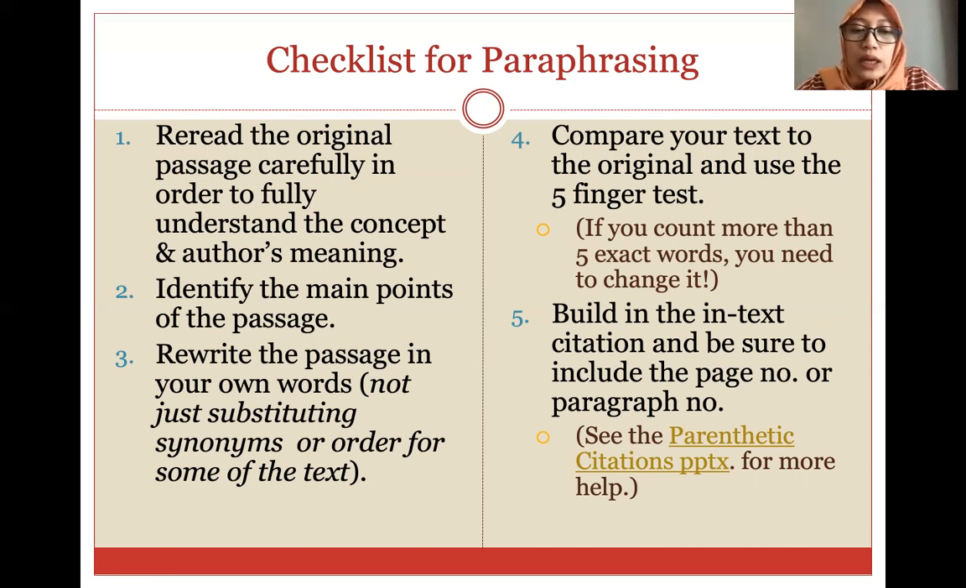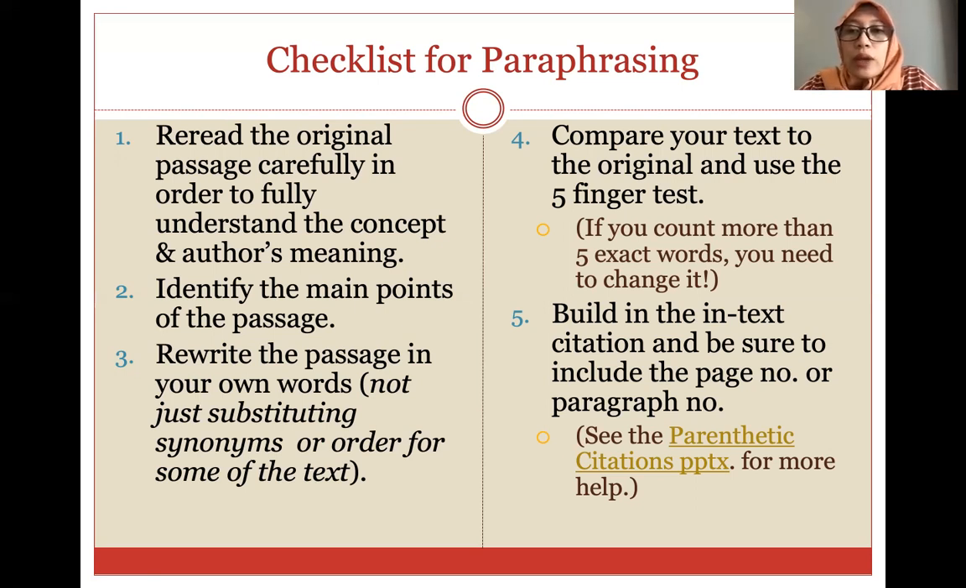And take a look at this one. So, not just substituting synonyms or order for some of the text. Nah, seringkali kesalahan yang terjadi ketika kita melakukan paraphrasing adalah kita hanya mengganti satu, dua, tiga kata menggunakan sinonimnya. For example, ketika di teks asli ada kata increase, kita menggunakan kata misalkan improve atau misalkan ada kata decrease, kita menggantinya menjadi decline. Tidak hanya sebatas pada mengganti sinonim saja, ya.